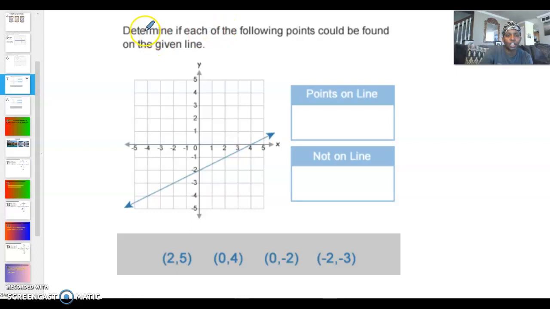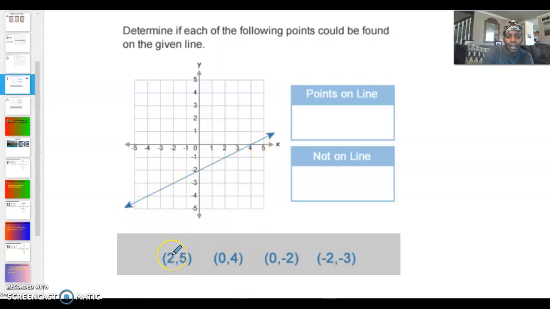So let's read the direction. Determine if each of the following points could be found on a given line. What line are they referring to? This blue line right here. So I'm trying to see which of these points actually fall on this line.